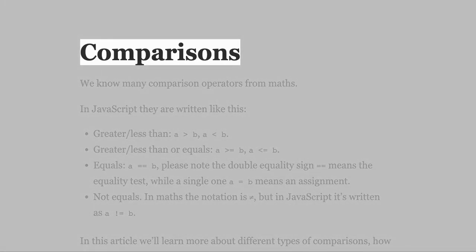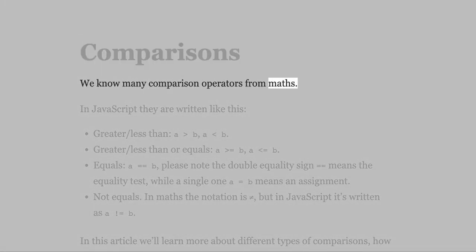Comparisons. We know many comparison operators from maths. In JavaScript they are written like this: a > b greater, a < b less than, a >= b greater than or equals, a <= b less than or equals, a == b equals. Please note the double equality sign means the equality test, while a single one, a = b, means an assignment. Not equals: in maths the notation is ≠, but in JavaScript it's written as a != b.